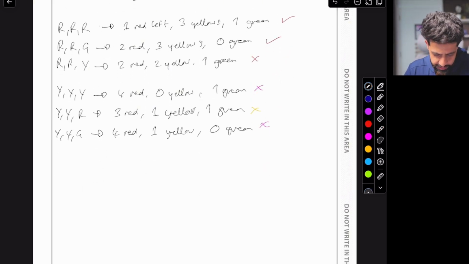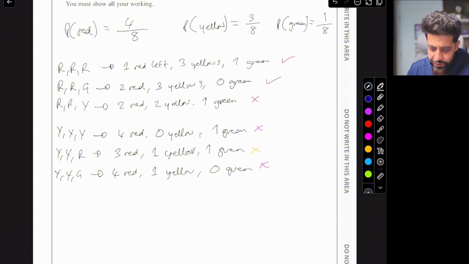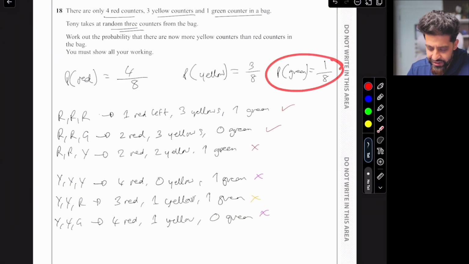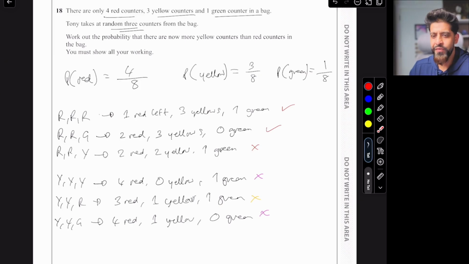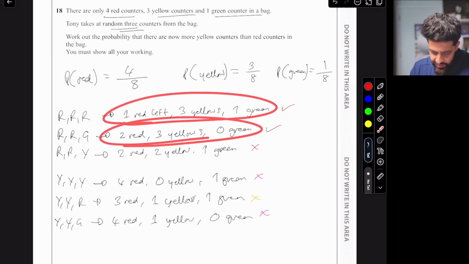Right, now, with the green, there's no point doing the green because the moment you pick the first green, it's gone. All the greens are gone. You can't pick a second green and a third green and a fourth green, okay? Nothing like that. So we just want all the possibilities where you're left with more yellows than red, okay? So we've got this one, we've got this one. This is pointless, this is pointless, this is pointless, okay?